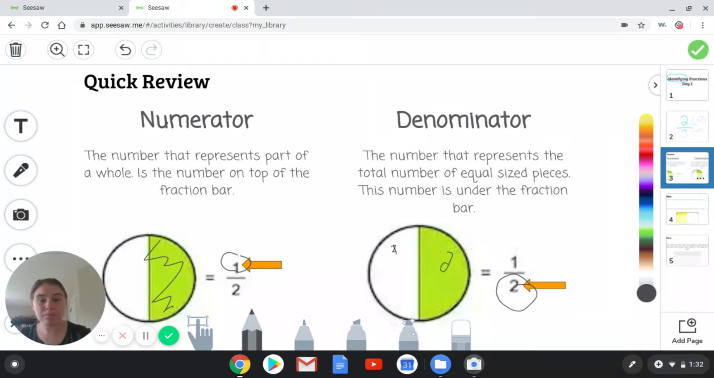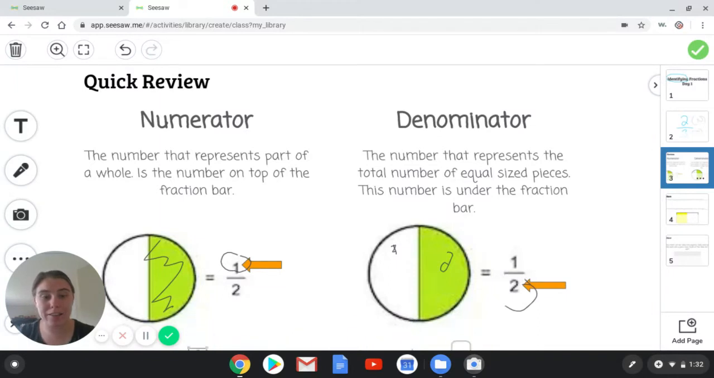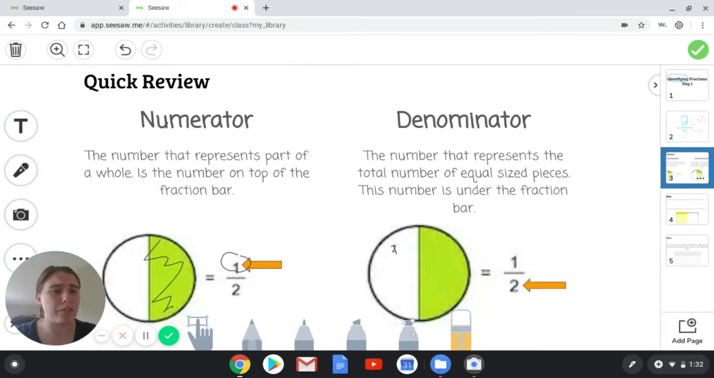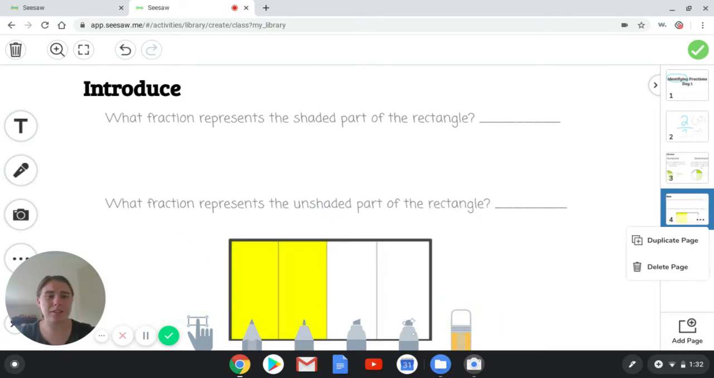Okay, so like I said, this first lesson is going to be just about practicing identifying fractions again. So hopefully most of you will find this as just a helpful review. Let's take a look at this fraction. We're going to talk about the shaded and the unshaded pieces inside a rectangle today. So, what fraction represents the shaded part of the rectangle?